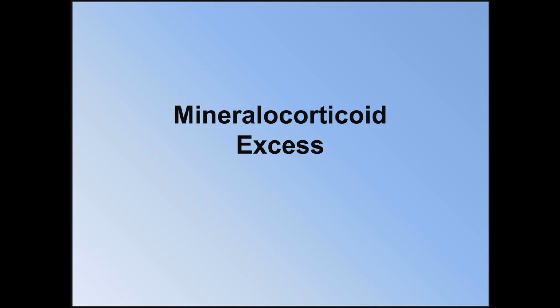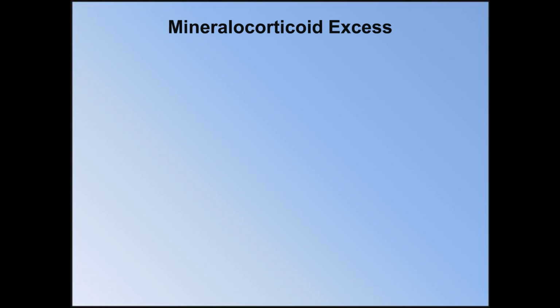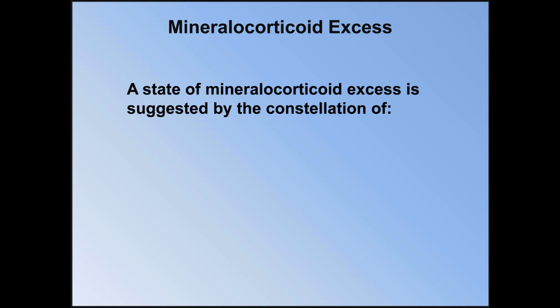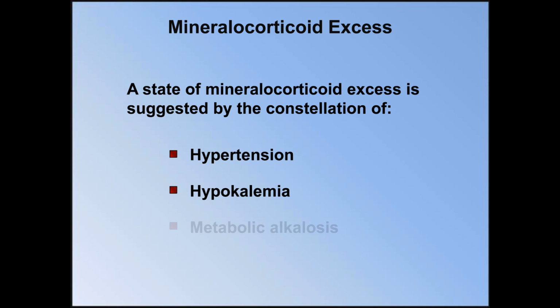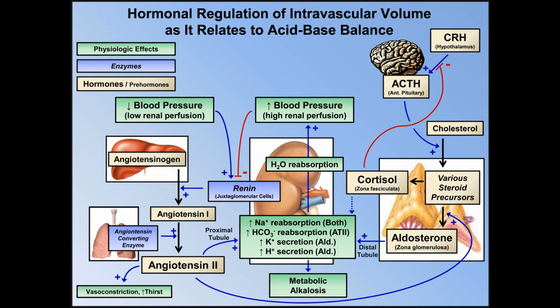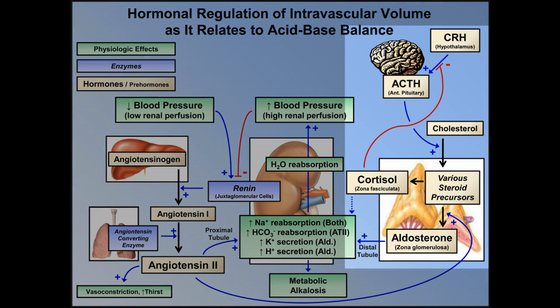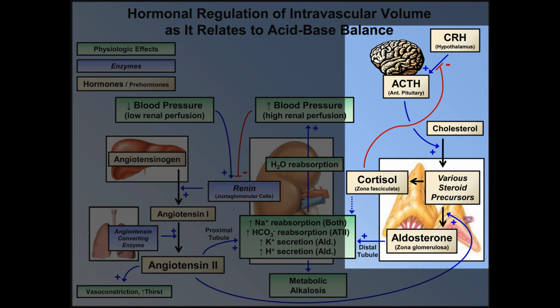The next etiology is mineralocorticoid excess, and this is a bit more complicated. A state of mineralocorticoid excess is suggested by the constellation of hypertension, hypokalemia, and a metabolic alkalosis. So here is this chart again, showing how hormones regulate intravascular volume. Most forms of mineralocorticoid excess are due to defects here in the hypothalamic pituitary adrenal axis. However, a very similar state can develop on account of excess levels of renin as well.